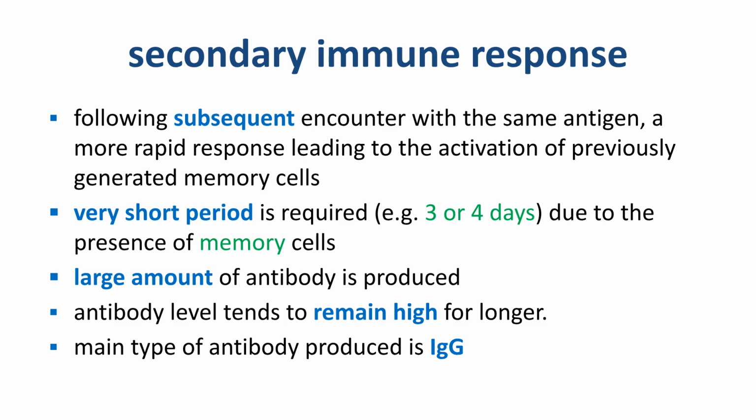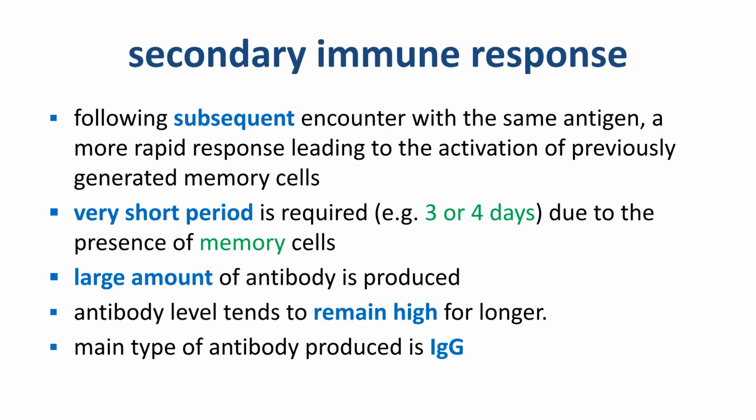A very short period is required for effective response, typically just 3 or 4 days, compared to 14 days for primary response. This speed difference is due to memory cells being more abundant, already having undergone affinity maturation, and requiring less stringent activation signals than naive cells. A much larger amount of antibody is produced compared to primary responses.